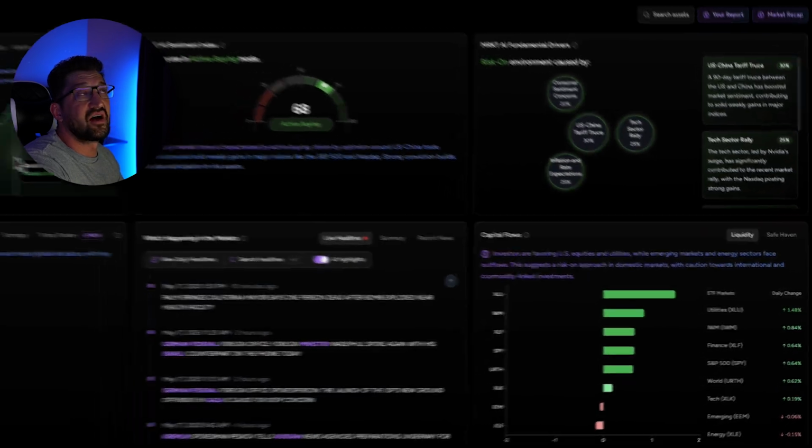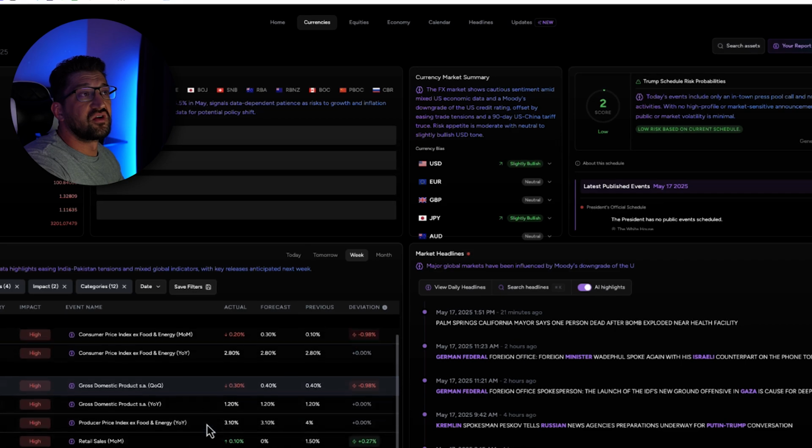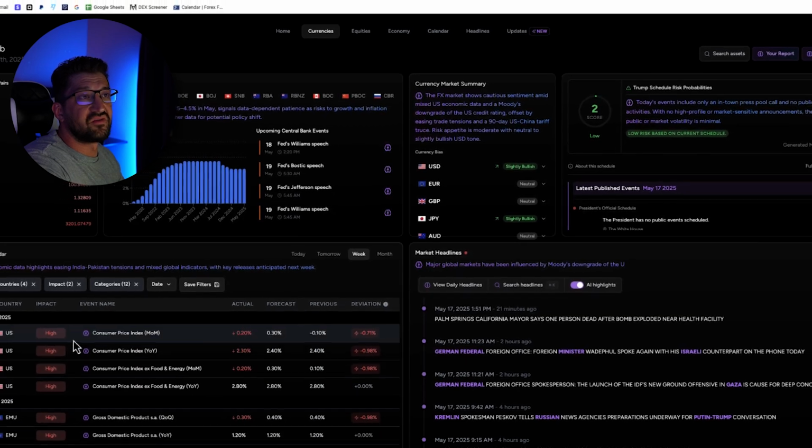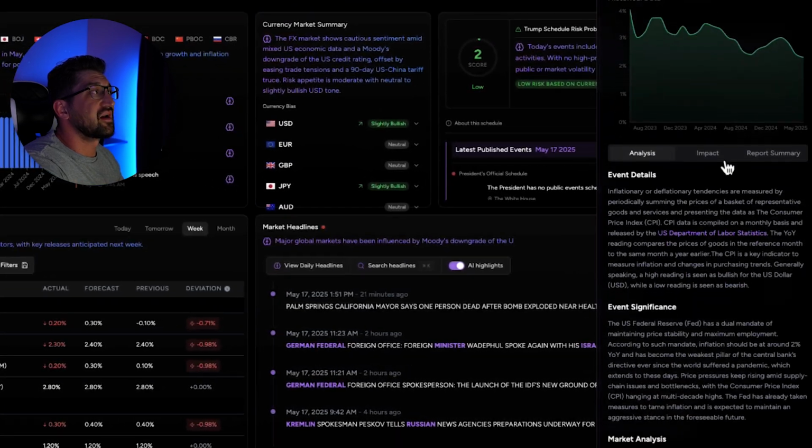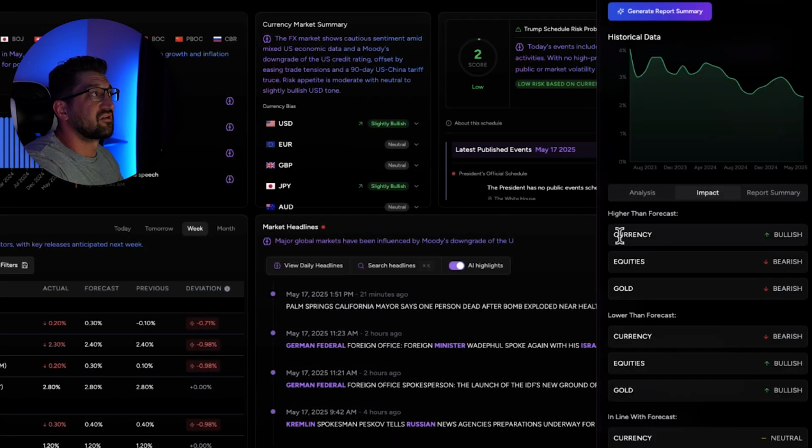This is the power of AI in one place, and it's got all your news. What I like about this is if you don't know what the news is actually doing for your asset, we can go look at it and click on impact, and it's going to tell you what the effects are. Oh, higher than forecast. Currencies are bullish. Equities are bearish. Gold is bearish. So depending on which asset you trade, you could pretty much foolproof your system by just clicking on it, telling you what the effect will be before price even comes out, so you know what to expect and you can react.